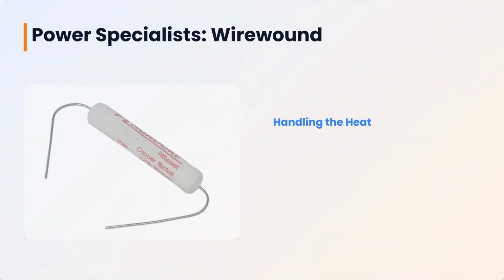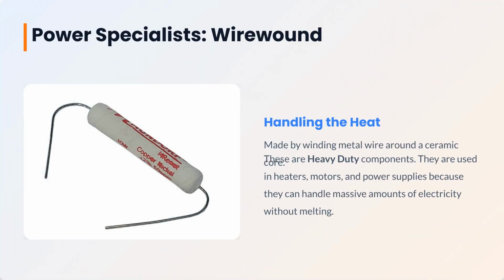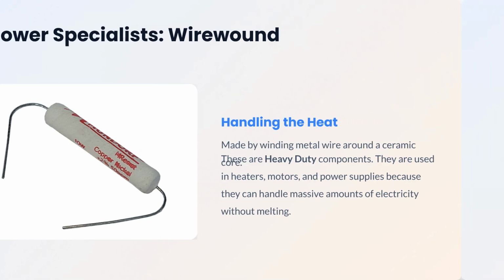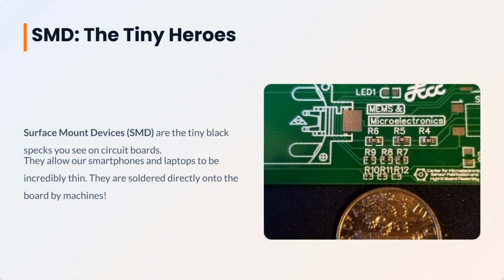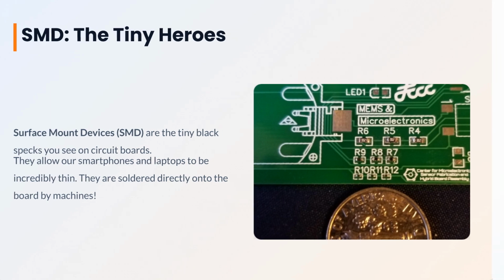Wirewound resistors are power specialists, made by winding metal wire around a ceramic core. These heavy-duty components are used in high-power applications like heaters and motors. SMD, or surface mount devices, are the tiny heroes on circuit boards. They enable incredibly thin devices like smartphones and are soldered directly onto the board by machines.